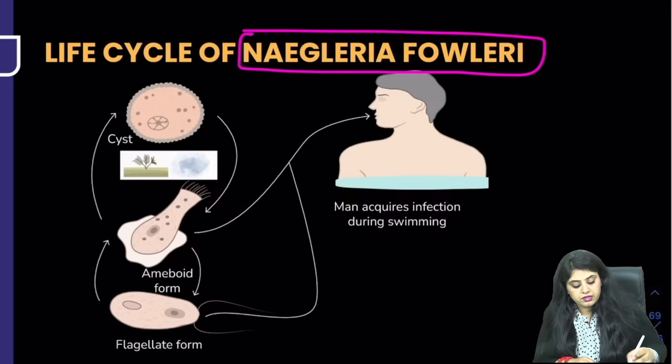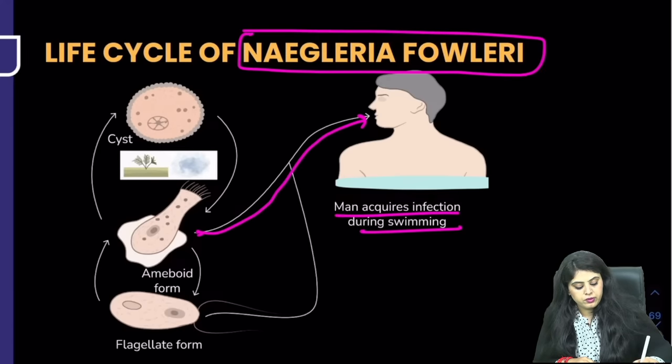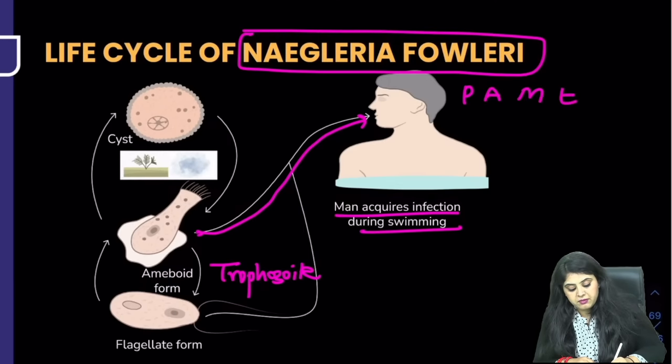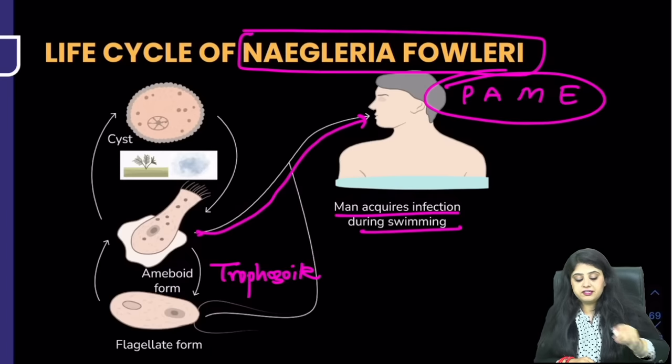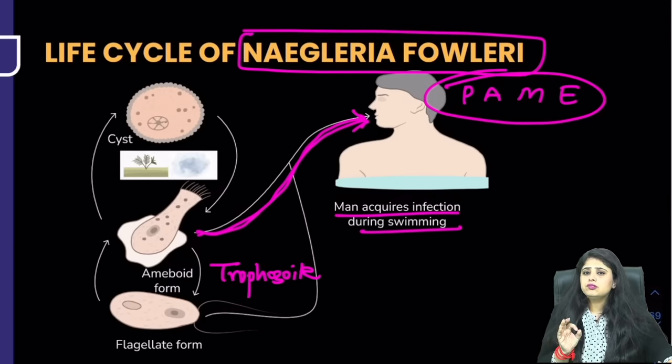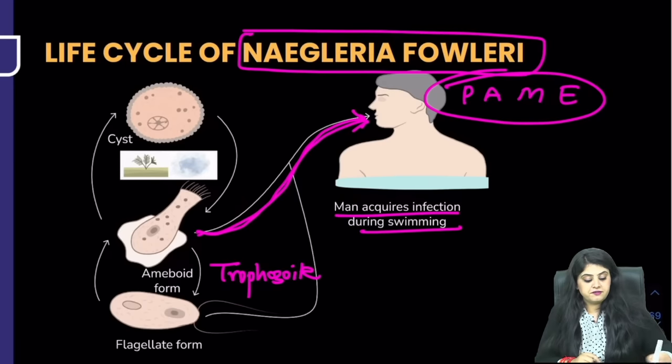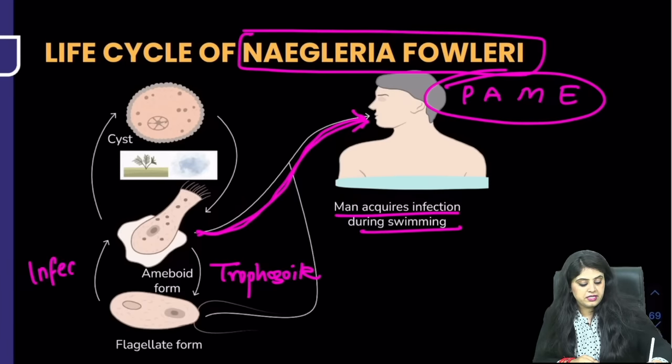What disease are you talking about? Because it's going via swimming, what form is going? It's the trophozoite form that is going via the swimming. And I can see it is going to cause, very good, primary amoebic meningoencephalitis. Repeating once again, which form is going? Trophozoite. Because in most of the life cycles, it is the cyst which goes in the body. The cyst is infective, but in Naegleria fowleri, the infective stage is the trophozoite.